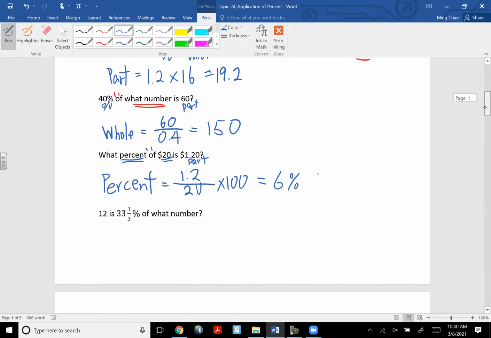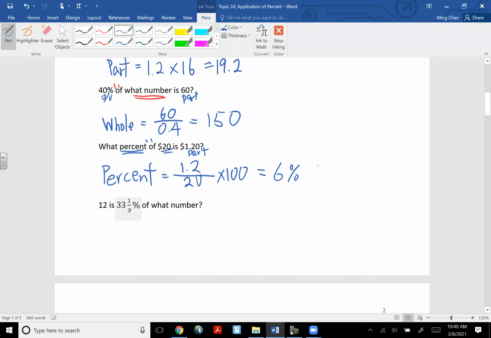12 is 33 and 1/3% of what? Of the total. Of what total? I don't know what the total is, so that means I'm looking for the whole. The 33 and 1/3% is a percent, so the 12 has to be the part.